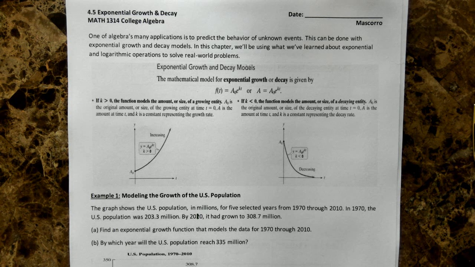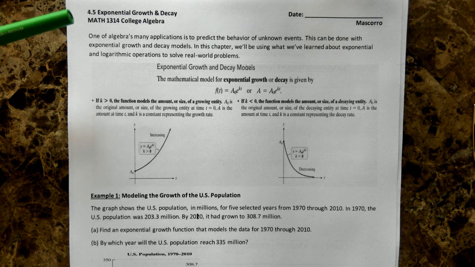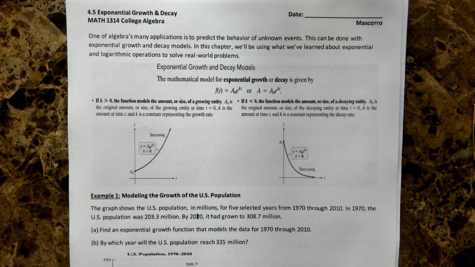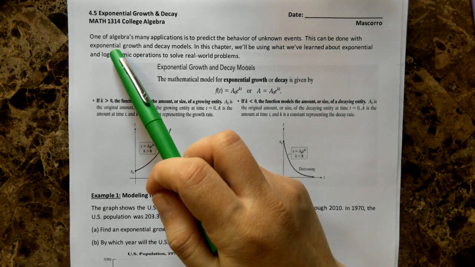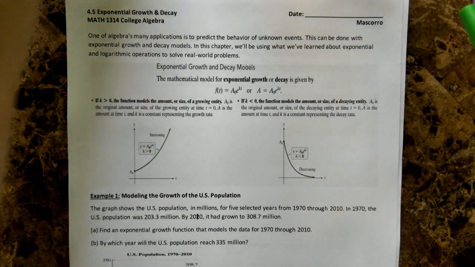Okay, the next chapter we're going to be learning about is chapter 4.5, Exponential Growth and Decay. One of the many applications of algebra is to predict the behavior of unknown events, to predict the future. There's clearly no way to know exactly what's going to happen in the future, but based on patterns that occur in natural events, we can predict along the lines of what we can expect to happen. A lot of things in the natural world model exponential growth and decay.